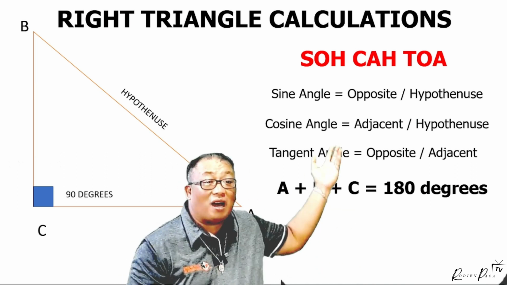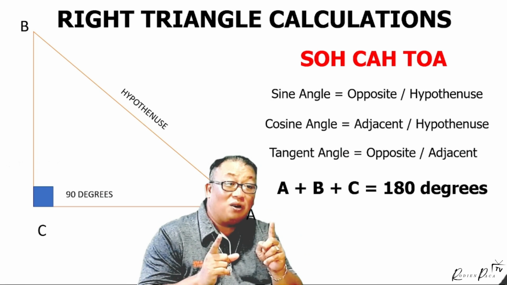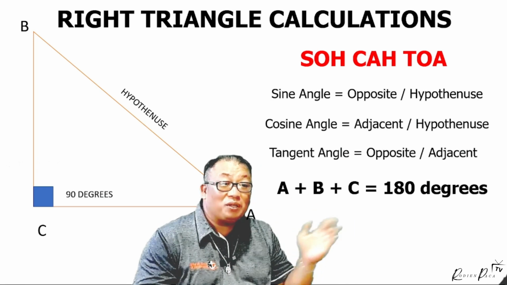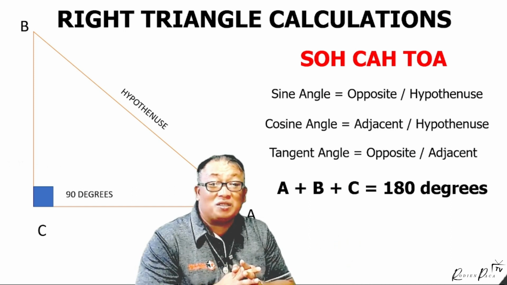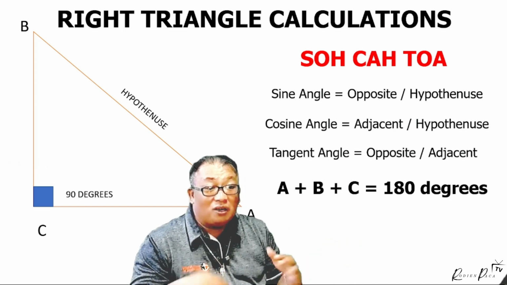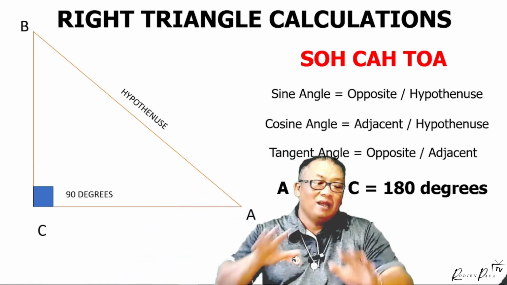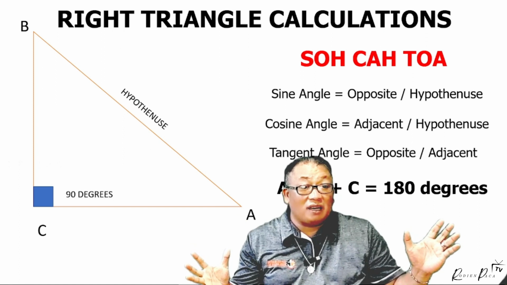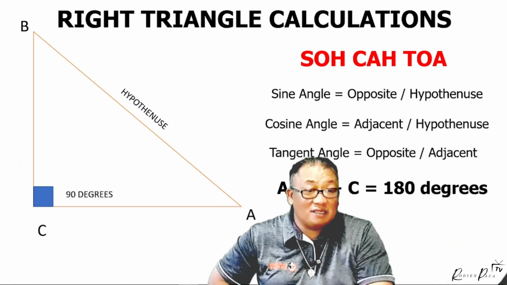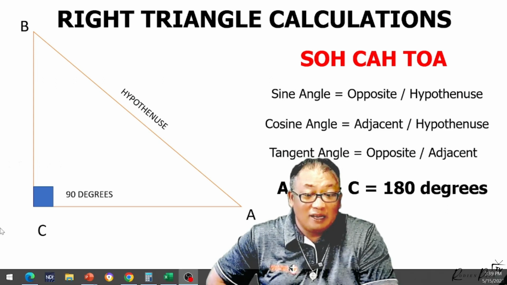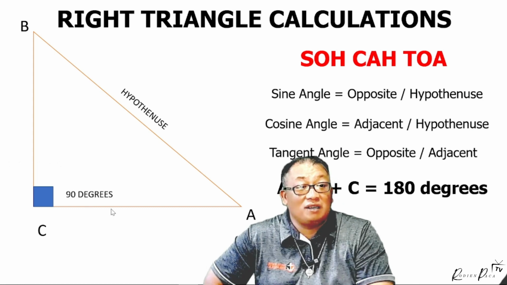It's just SOHCAHTOA. Just remember SOHCAHTOA. Sine of an angle is opposite over hypotenuse. Cosine of an angle is adjacent over hypotenuse. Tangent of an angle is opposite over adjacent. Now we have to identify. The basic description of a right triangle is very simple. Any triangle that has a 90 degrees, this one, as you can see, is considered a right triangle.